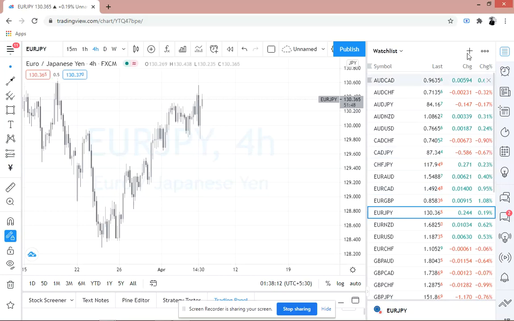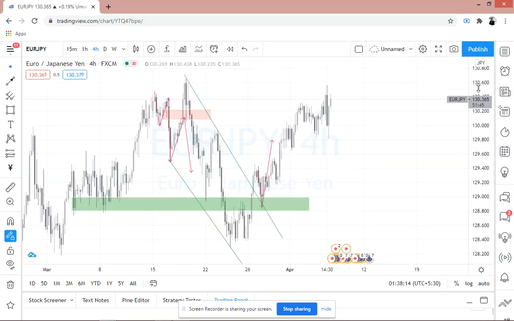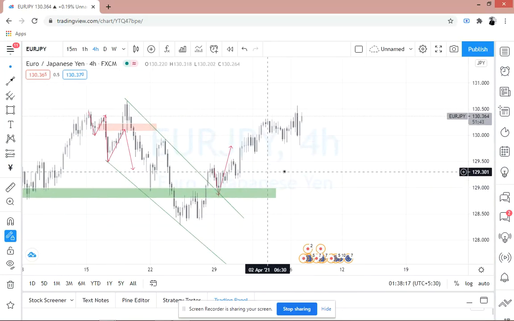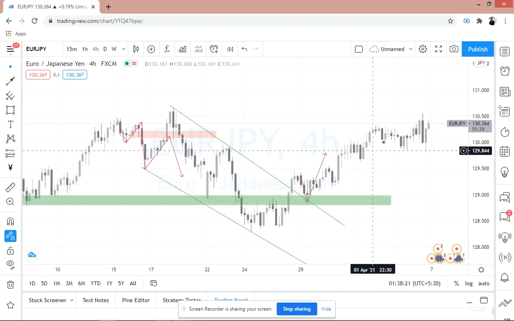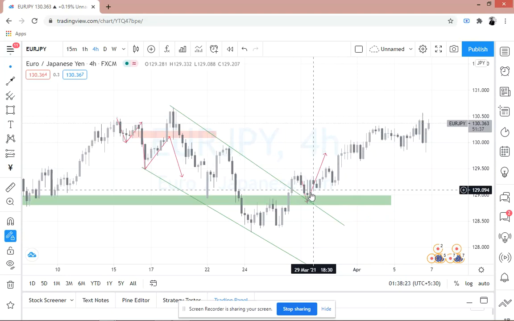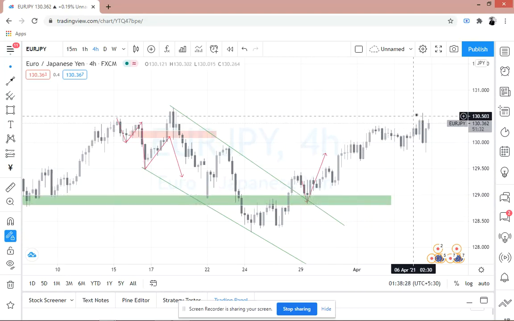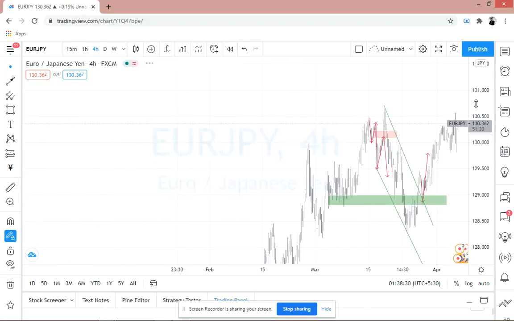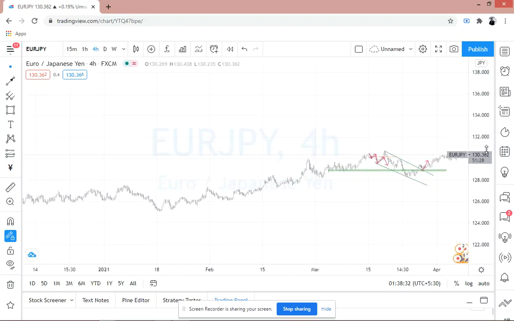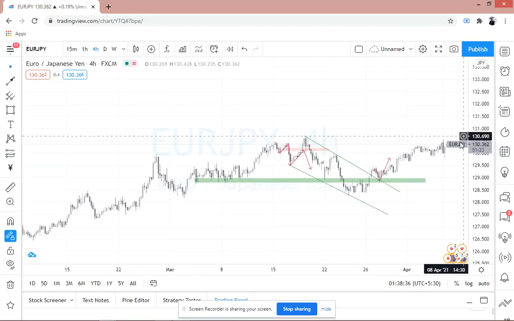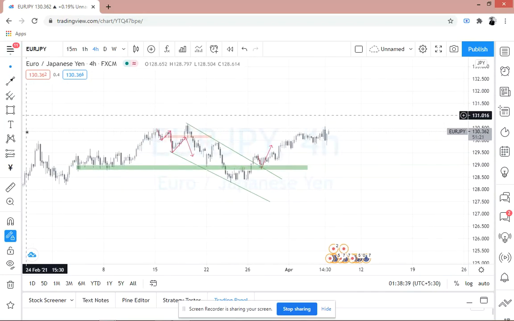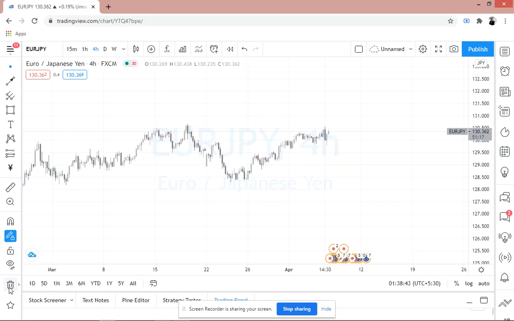Then Euro JPY. Let's see what we got on Euro JPY. Euro JPY moved in our direction. That was last week. So the market made a retracement to this support level and then started moving to the upside according to the trend. That was Euro JPY.